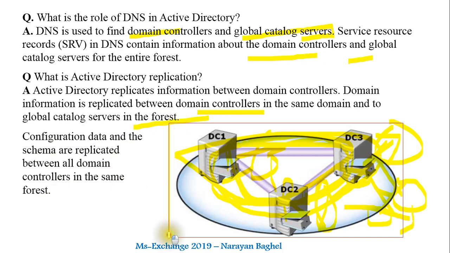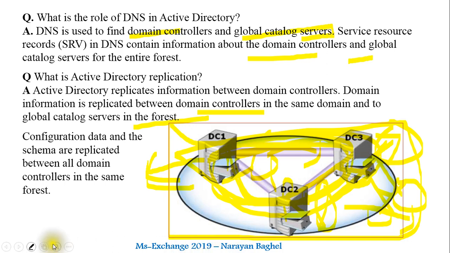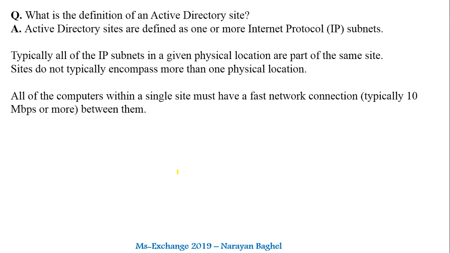For example, if it is a forest, and if any server is dedicated as a schema role holding server, so if you make any change there, those changes should be replicated to all the servers or all the domain controllers in the same forest. If you are talking forest, then you will have one schema role holding server, that will be your global catalog server also.